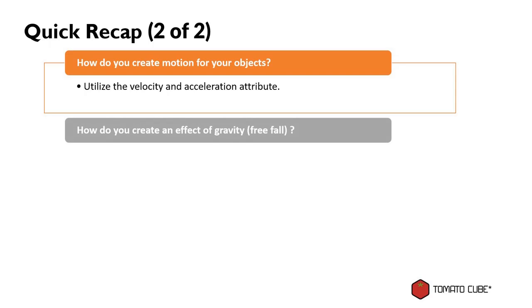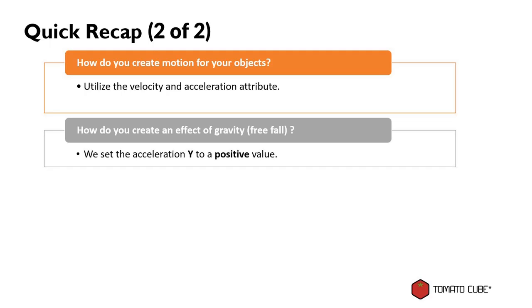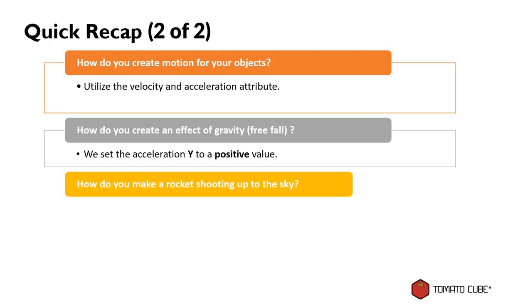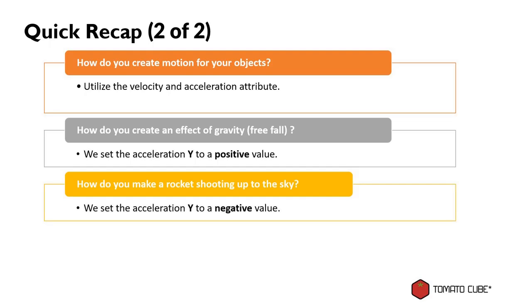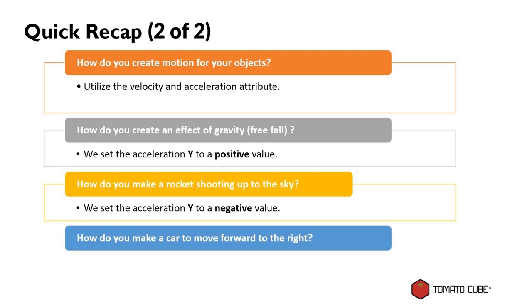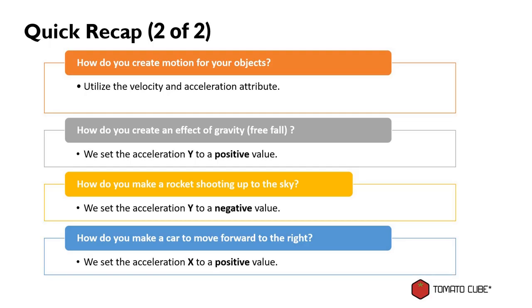And do you remember how you create an effect of gravity? To create an effect of gravity, we set the acceleration y to a positive value. And how do you make a rocket shoot out to the sky? We set the acceleration y to a negative value. How do you make a car move forward to the right? We set the acceleration x to a positive value.